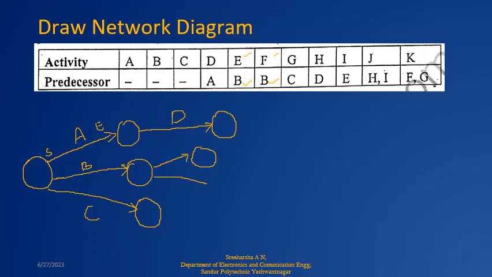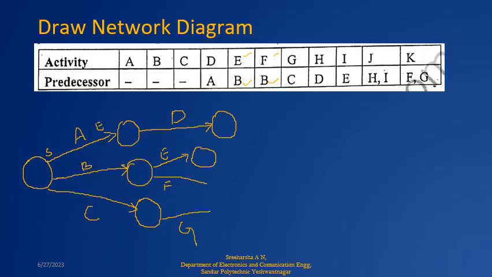So here after B, B completes here. After B, E is starting here and completing here. Then after B, one more activity that is starting parallelly is F. So F, I will write it here. So F starts here and ends. Then after C, one more activity that is starting is G. So here I'll take G.